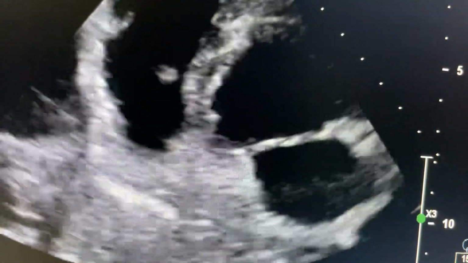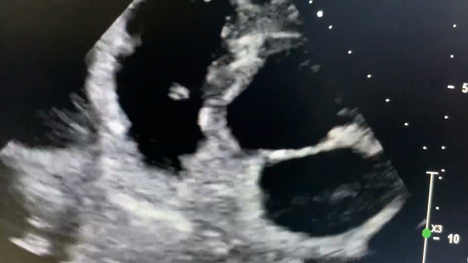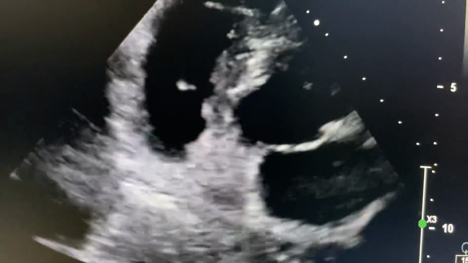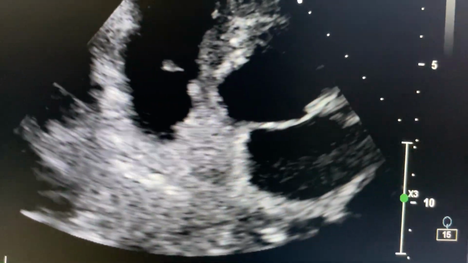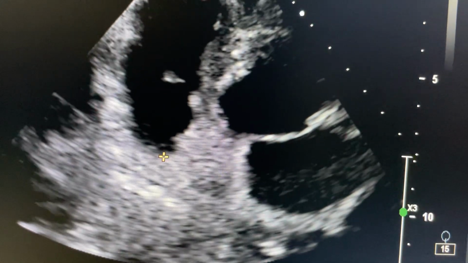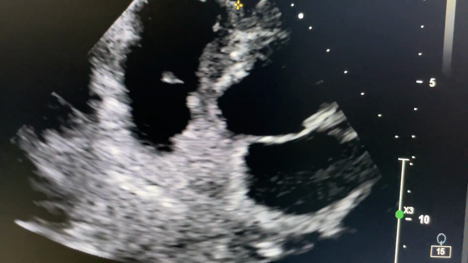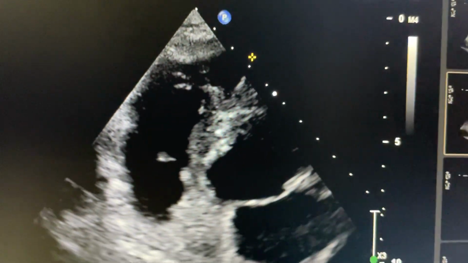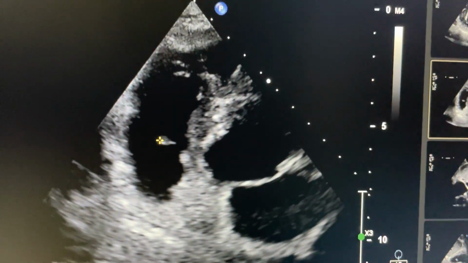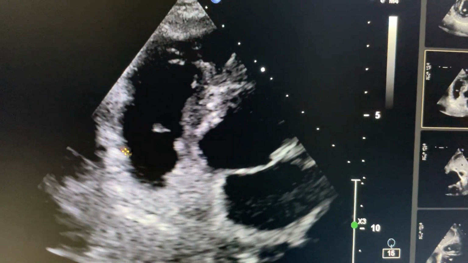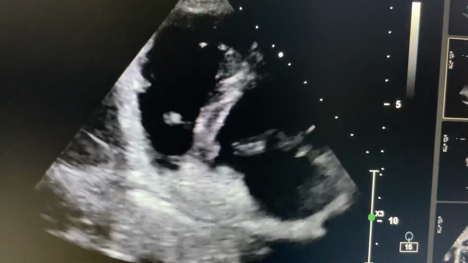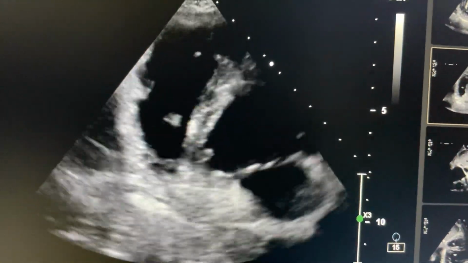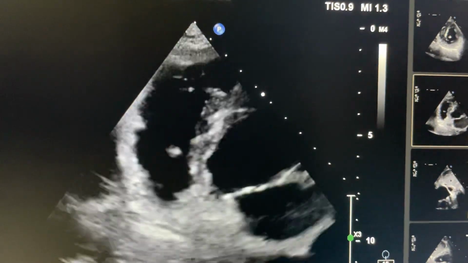So this is a case of inferior wall infarction along with right ventricular infarction. If you focus on the right ventricle, this portion is hypokinetic. This apical portion has normal motion, and this part is hypokinetic. So this case has right ventricle myocardial infarction.